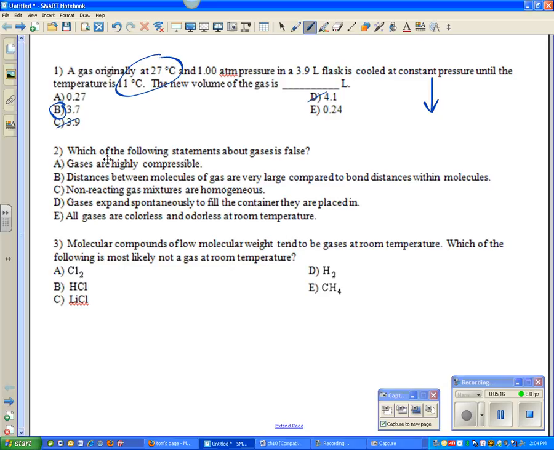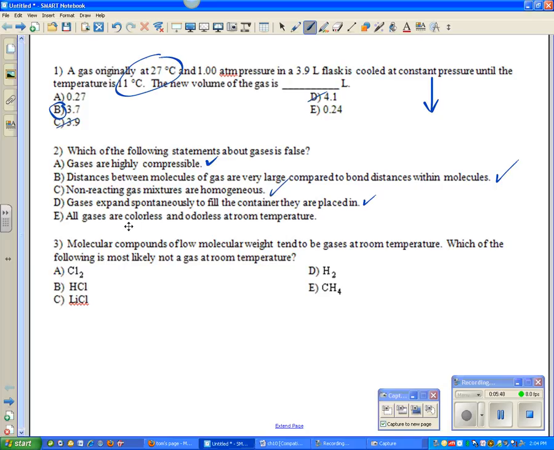All right, let's talk about number 2. It says, which of the following is false about gases? A, gases are highly compressible. That's true. The distance between molecules of gases is very large compared to bond distances. That's true. Non-reactive gas mixtures are homogeneous. That means that they spread out evenly, and that's absolutely true. Gases expand spontaneously to fill the container they're placed in. That is true. Everyone pretty much did fine on this.